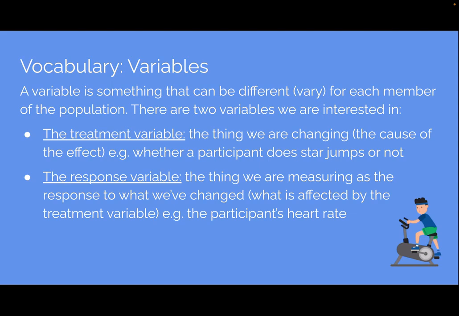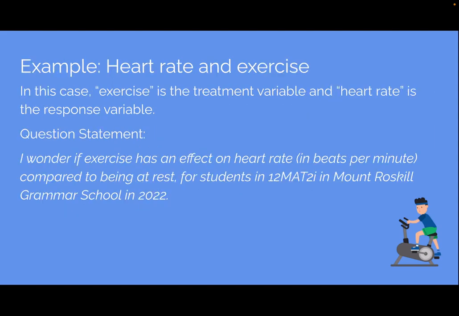So here's an example of how you'd actually write that. For heart rate and exercise, exercise is the treatment variable and heart rate is the response variable, because if we're looking at those two things, we would think that exercise would have an effect on heart rate. So our question statement is, I wonder if exercise has an effect on heart rate in beats per minute compared to being at rest for students in 12 MAT at Mount Roskill Grammar School in 2022.